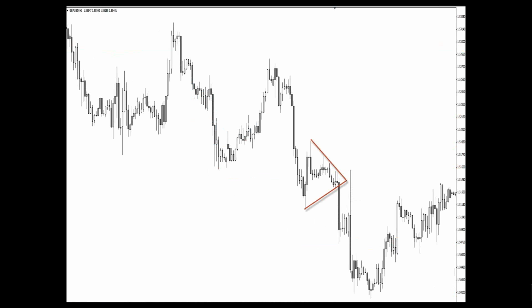Okay, here, next slide. Again, consolidation in downtrend. Let's say we are trading cable. Cable is usually more volatile than its counterpart, Euro USD. So, how do we trade? Usually, trading cable is a bit different. That is why I chose this example.